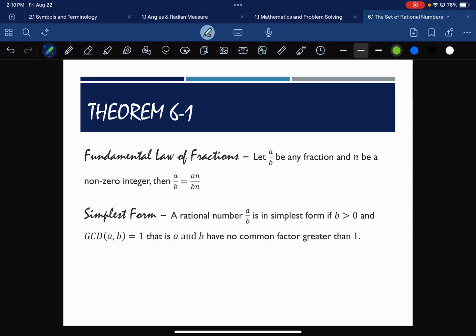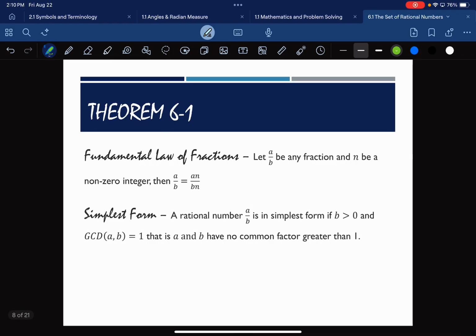It also has the ability to go the other direction, right? Equality works both directions. I can start from the left and go to the right, or I can start from the right and go to the left. So if I started on the right-hand side of this equation and I had an over bn, in some sense I have the ability to reduce or cancel out the like n's and go back to a over b. So these are the fundamental law of fractions.